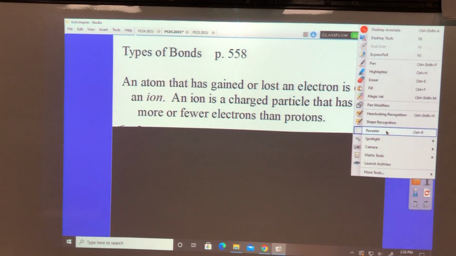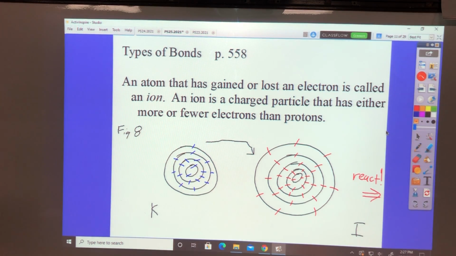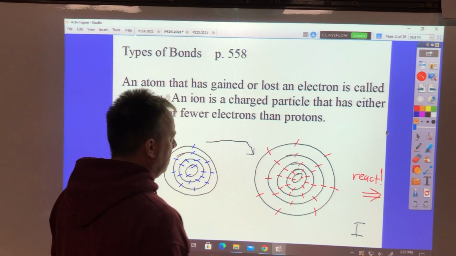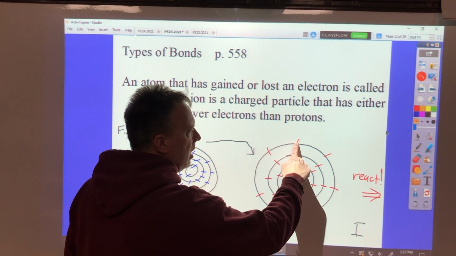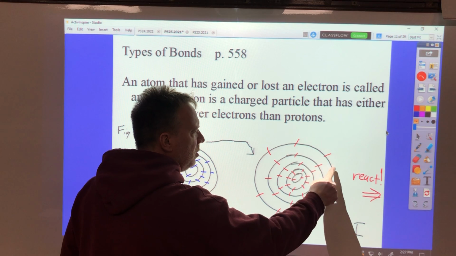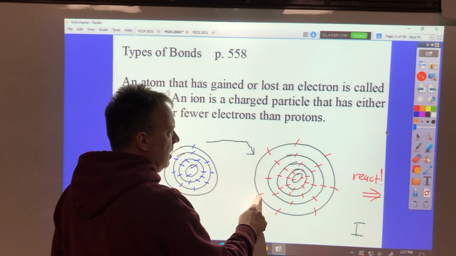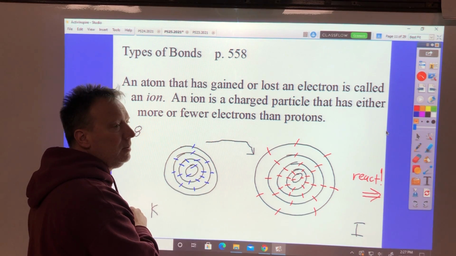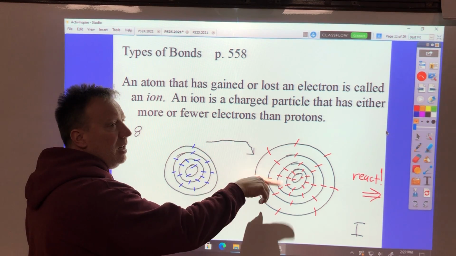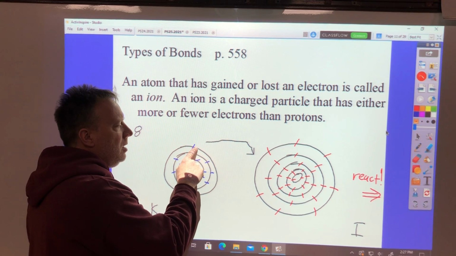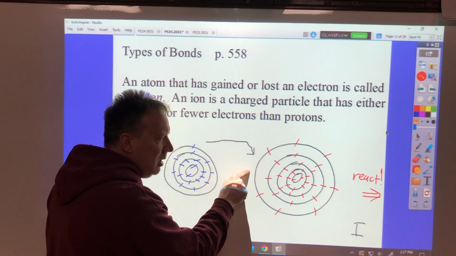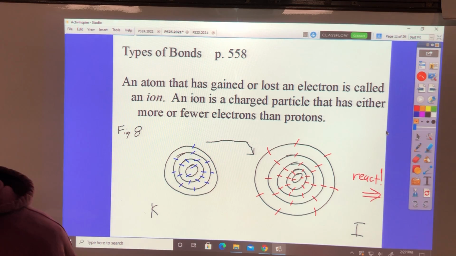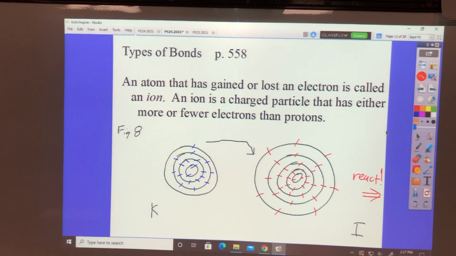So, if you have potassium and iodine sitting here, iodine has on its outside layer 1, 2, 3, 4, 5, 6, 7, and wants one more, and potassium on its outside layer has 1. These are called valence electrons on the outside. This will try to get rid of that one, and the iodine will try to take it, and it'll be a very strong reaction. This is the one that's listed in figure 8 at the top of the page.